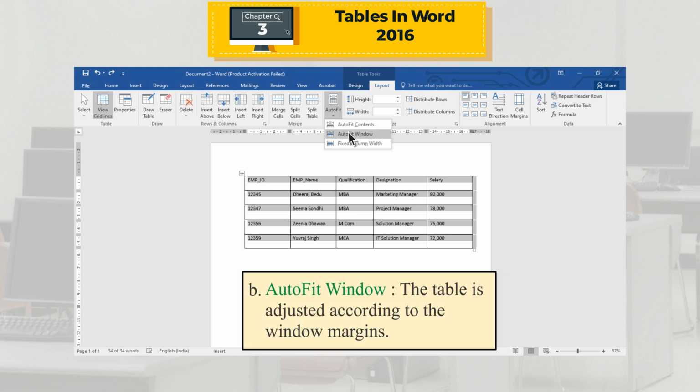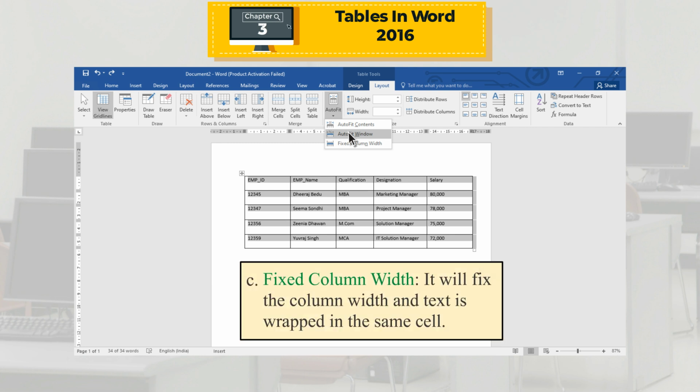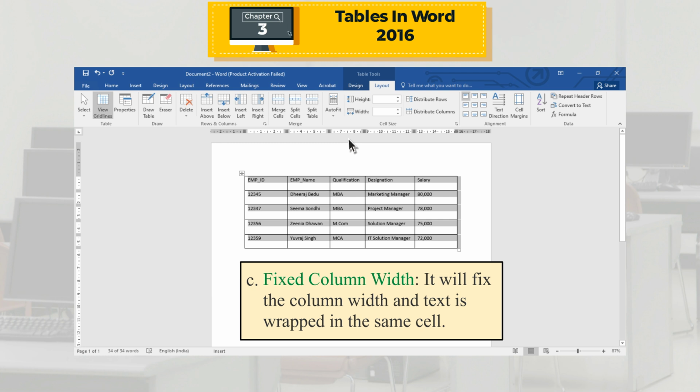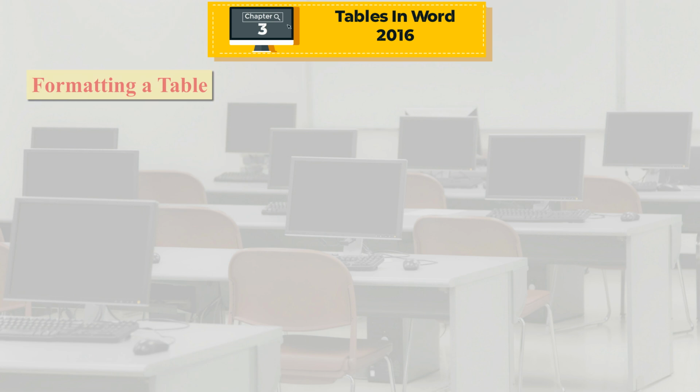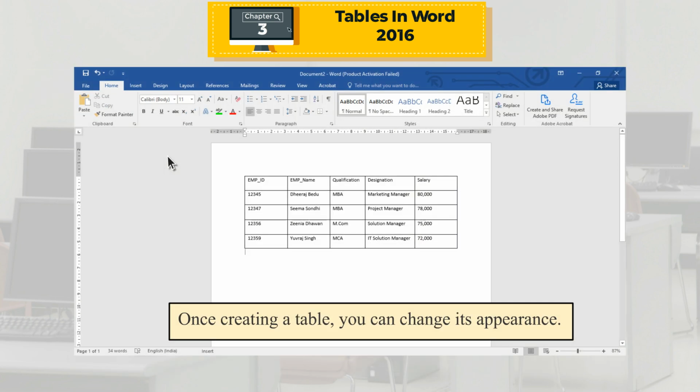AutoFit Window. The table is adjusted according to the window margins. C. Fixed Column Width. It will fix the column width and text is wrapped in the same cell. Formatting a table. Once creating a table, you can change its appearance.